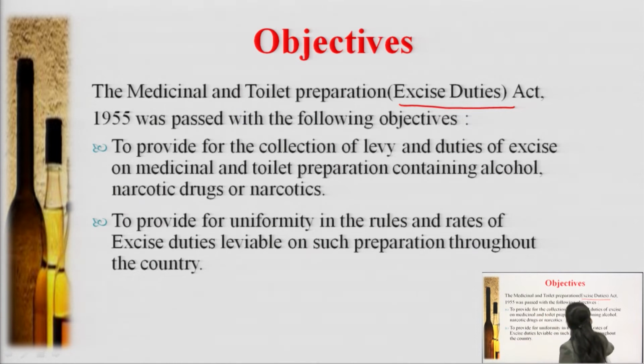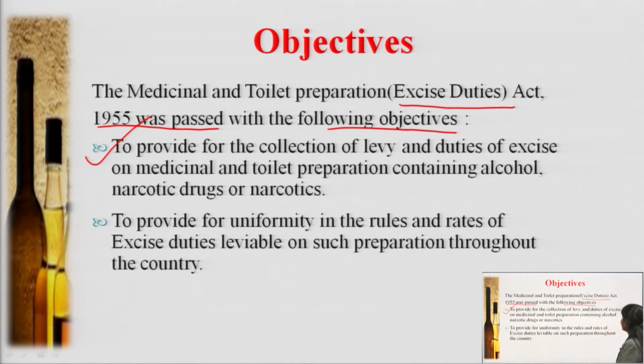The Medicinal and Toiletry Preparation Act was passed in 1955. It was passed, but it was not enacted or implemented. So, you should be clear with the two dates. It was passed in 1955 with the following objectives. And what were they? First one, to provide for the collection of levy and duties of excise on medicinal and toiletry preparations containing alcohol, narcotic drugs or narcotics. So, the first and foremost important objective of the act was the collection of levy.